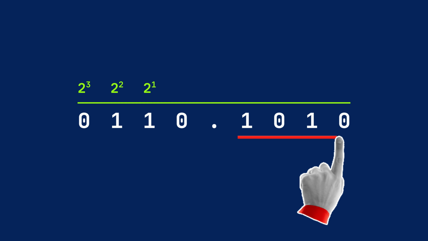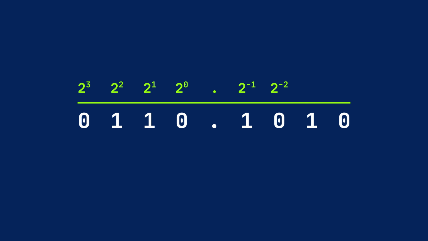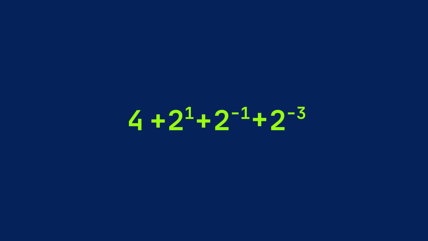So whole numbers are quite easy, but what about decimals? That's where things get messy. Similar to decimals, binary can also have fractions, where after this dot, each bit represents a negative power of 2. So summing all of these powers of 2 results in 6.625.